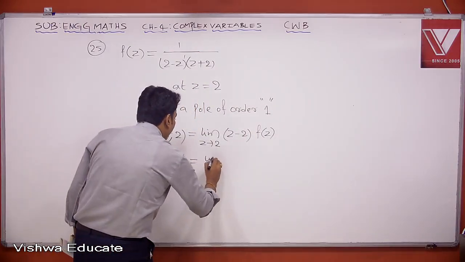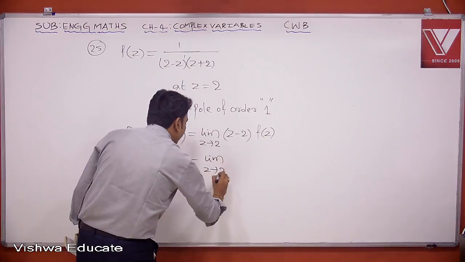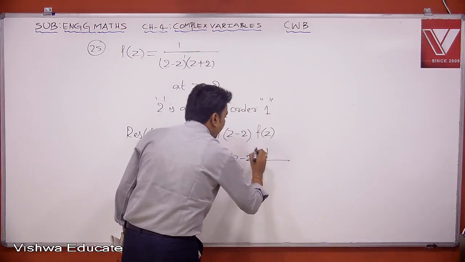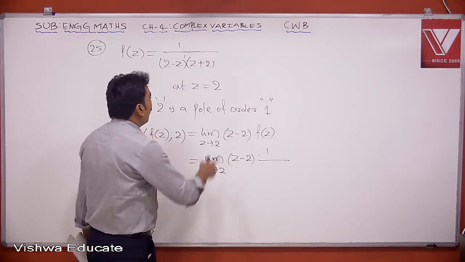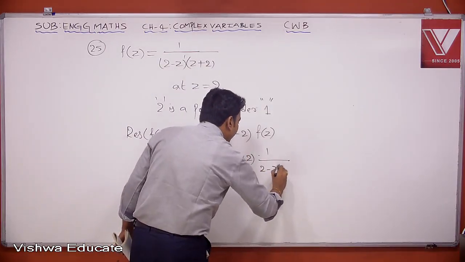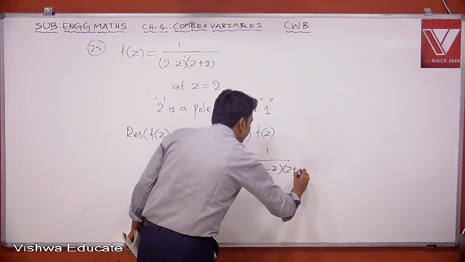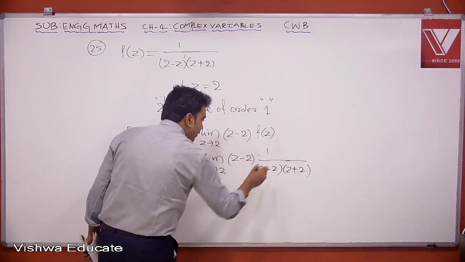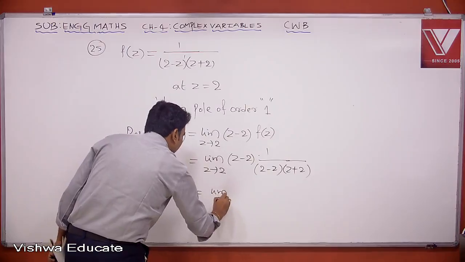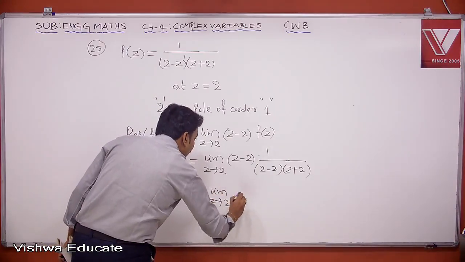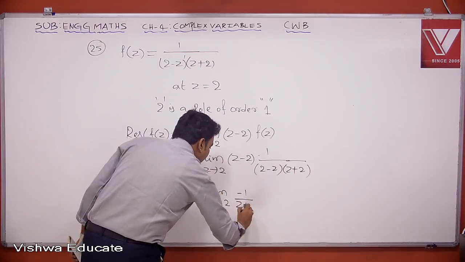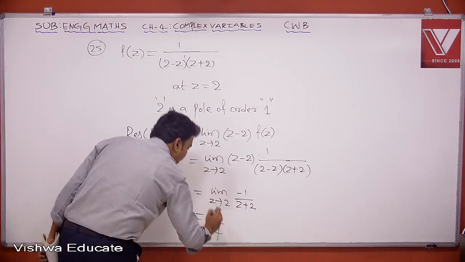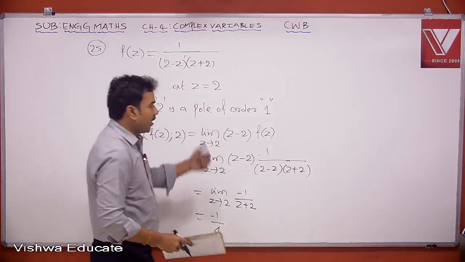So this is nothing but limit z tends to 2 of (z minus 2) into f of z, where f of z is 1 by (2 minus z) into (z plus 2). So this and this will be cancelled, but minus 1 will come extra. So therefore this is limit z tends to 2 of minus 1 by (z plus 2). Now replace z by 2, we get minus 1 divided by 4. Write this calculation.